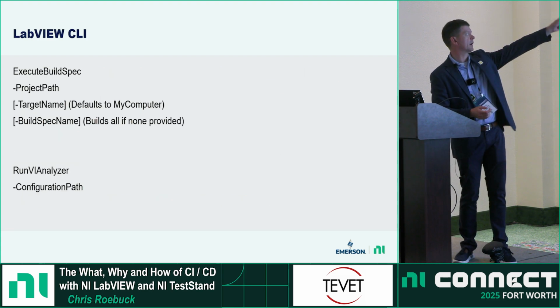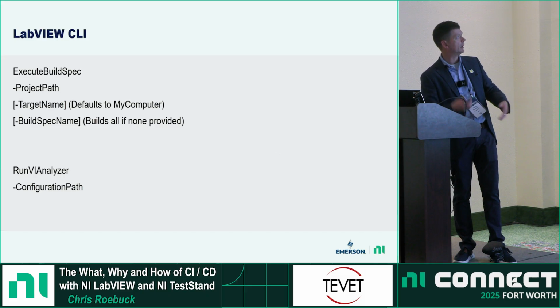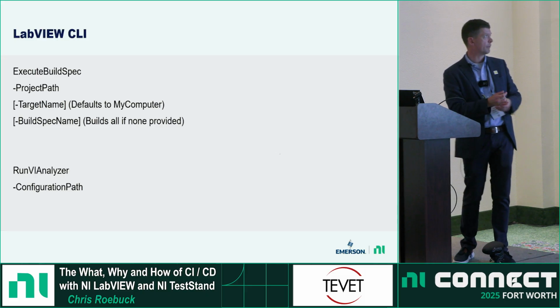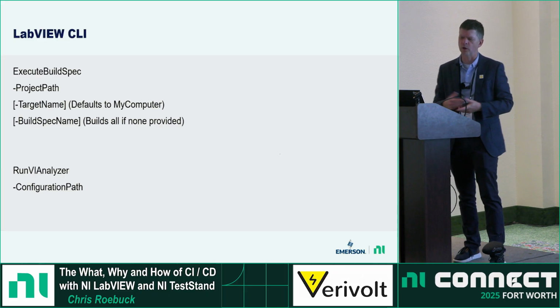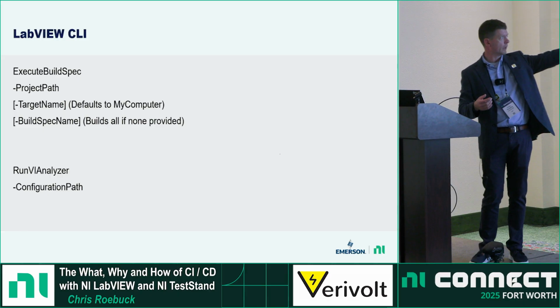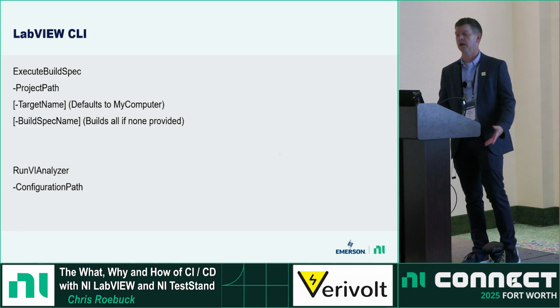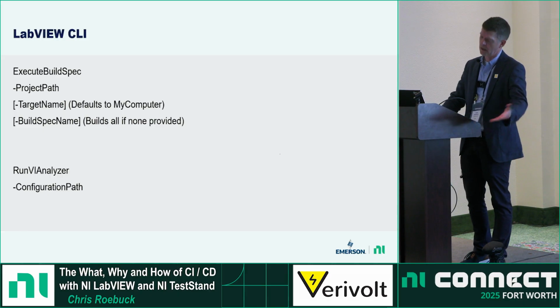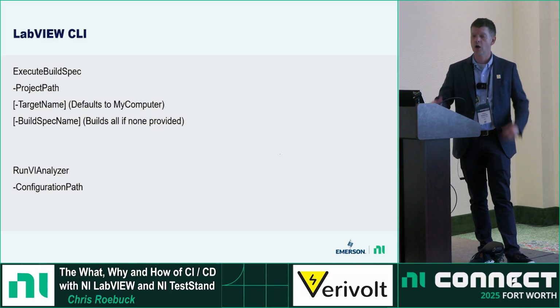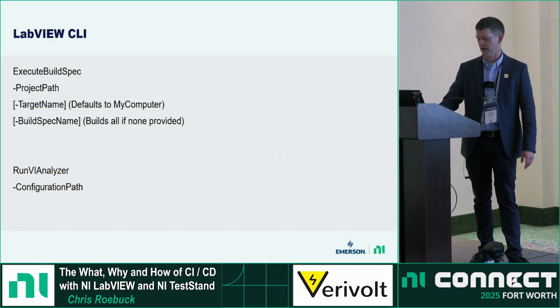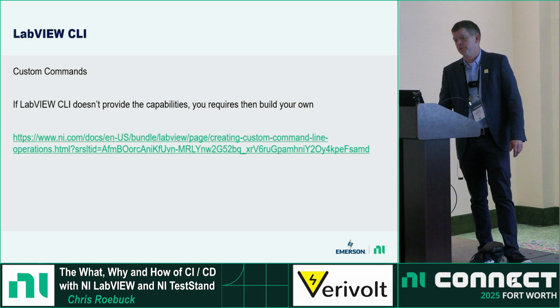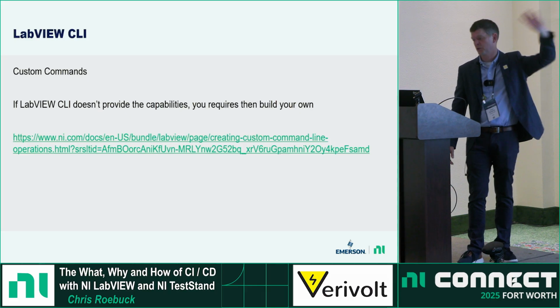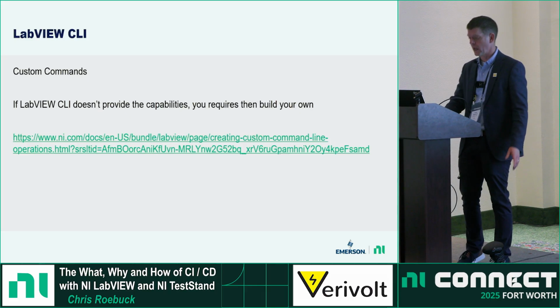So an example of a command line might be execute build spec. It's got an input, which is project path. There's some optional inputs as well. Or run VI Analyzer, and you provide it with a VI Analyzer configuration file path. It will run the VI Analyzer tests defined in that configuration. You can also do custom commands. There's a link there. Go read it if you want to do some custom stuff.